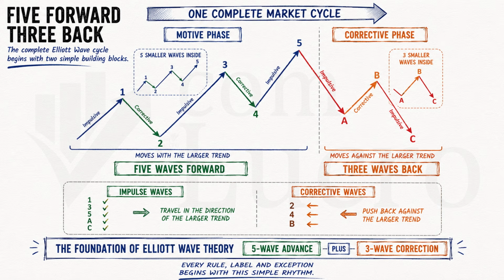The 5 waves that carry price in the direction of the trend are called motive waves, and they're labeled 1 through 5. The 3 that follow are the corrective phase, labeled A, B, and C. Break the large motive wave apart, and you find 5 smaller subwaves inside it. Break the correction apart, and you find 3. That gives us the 2 terms you'll hear constantly from here on. Impulse waves, which move with the larger trend, and corrective waves, which move against it. So waves 1, 3, 5, A, and C are impulse waves. They travel in the direction of the larger trend. Waves 2, 4, and B are corrective, pushing back against it.